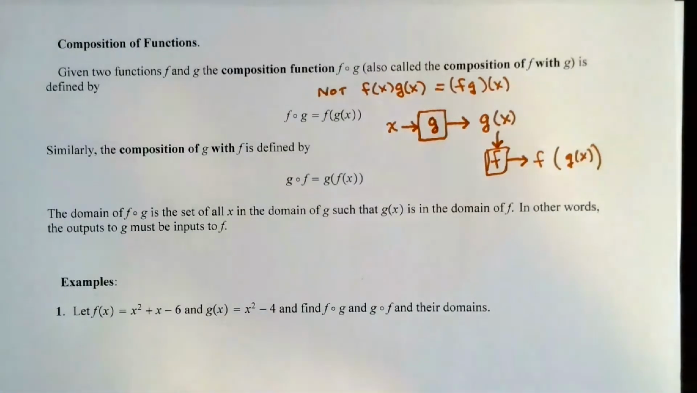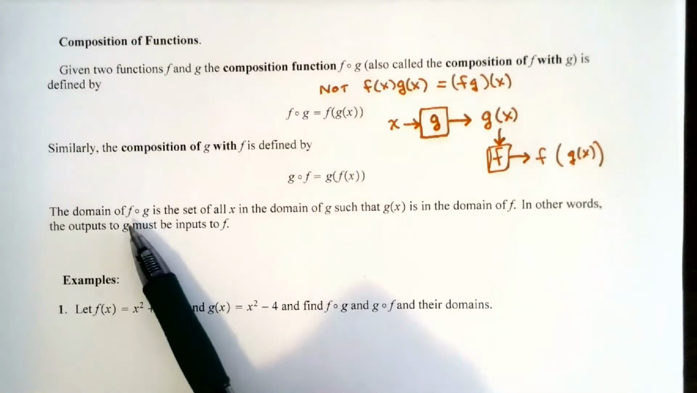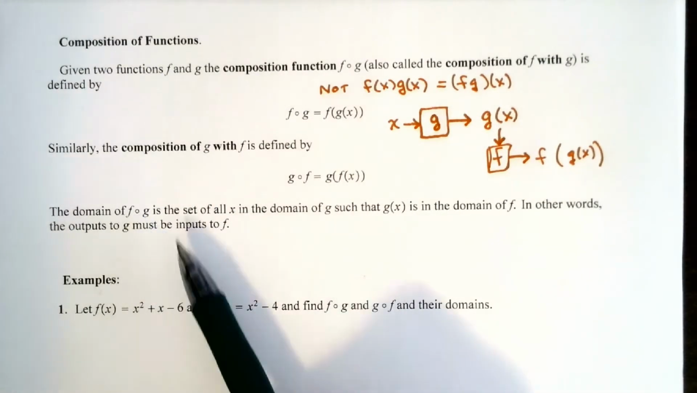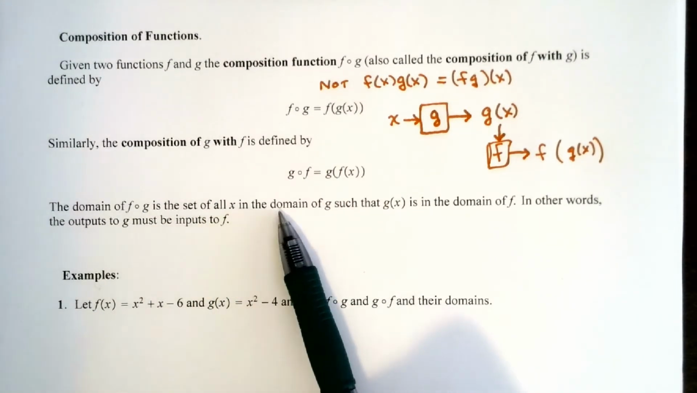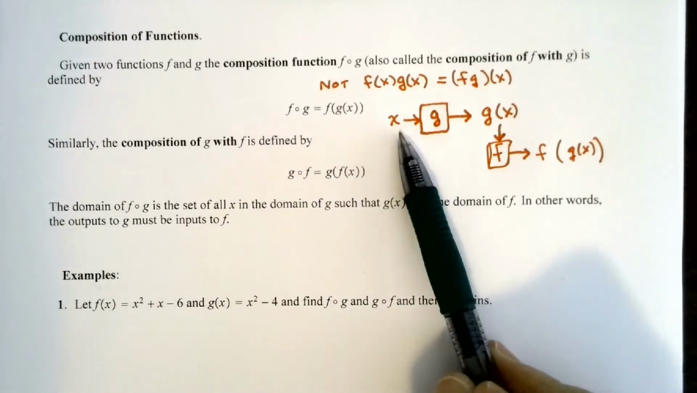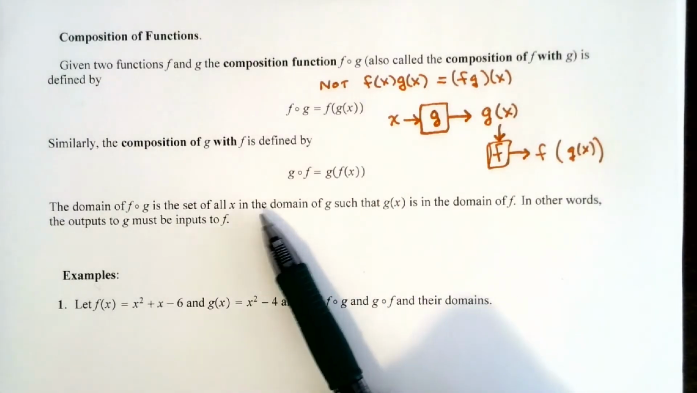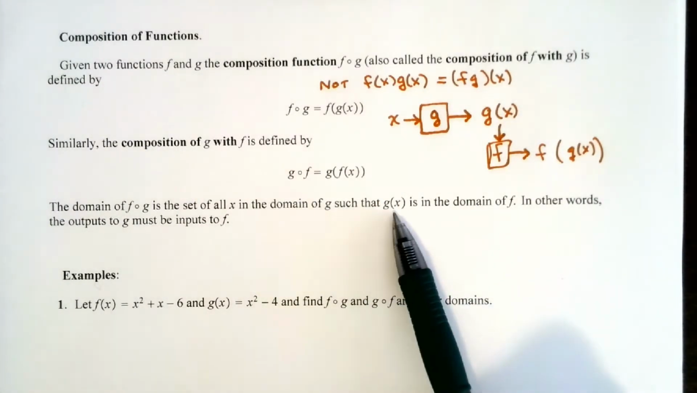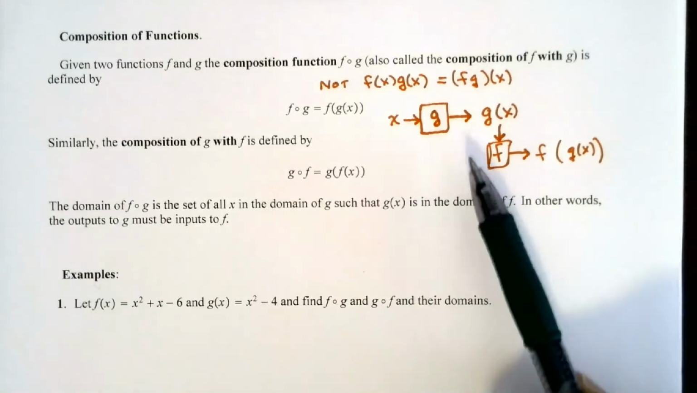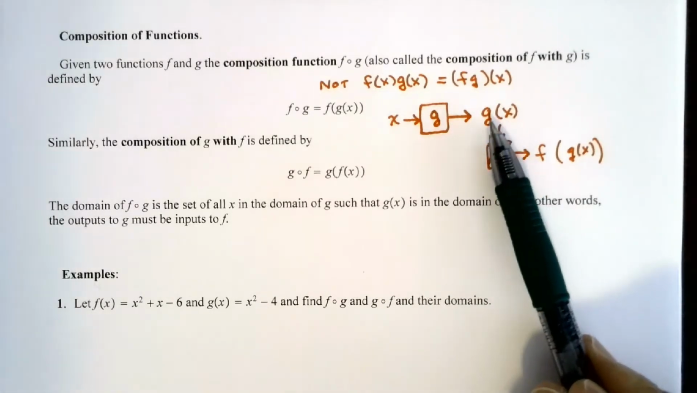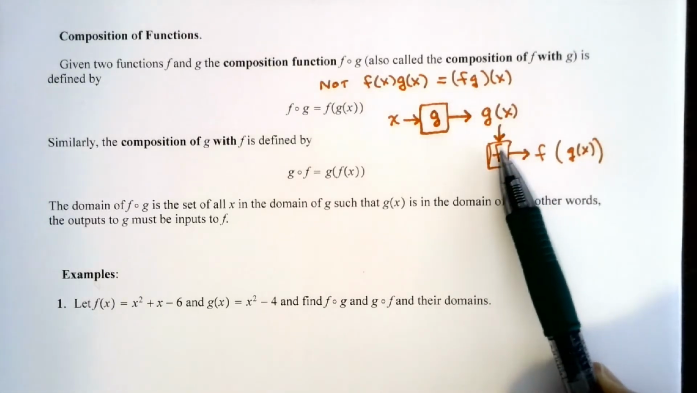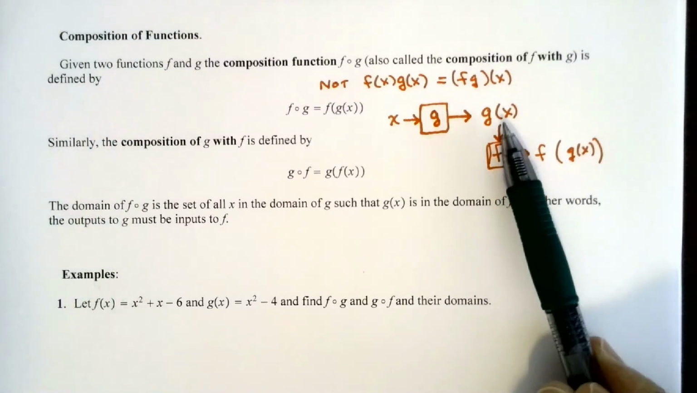Now, here's where it gets a little tricky, the domain. Let's go back to f circle g, or f composed with g. What's the domain? It's the set of all x in the domain of g. Now, why do we start with the domain of g? Because that's where we start. You've got to be able to plug x into g to get going. It's all values of x in the domain of g, such that g of x is in the domain of f. Well, g of x is the output, and we're taking that output and plugging it into f. So it's going to have to be in the domain of f.